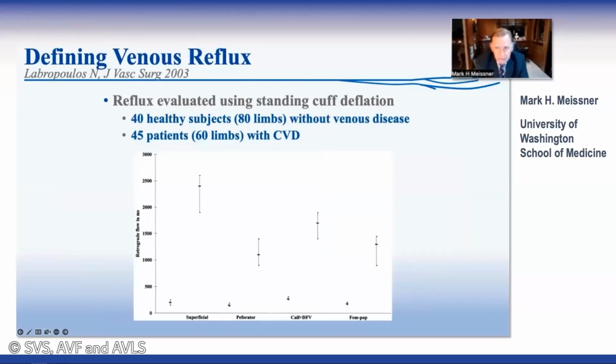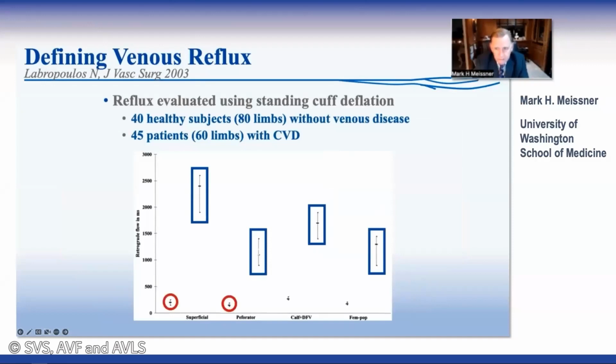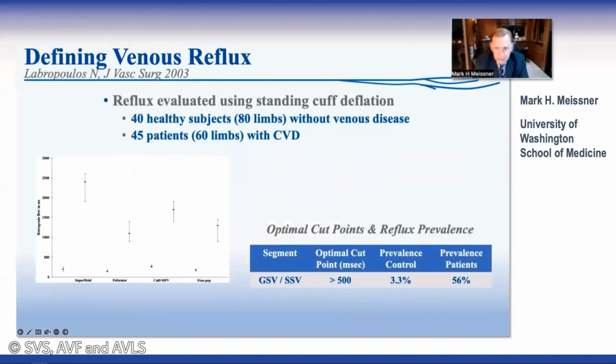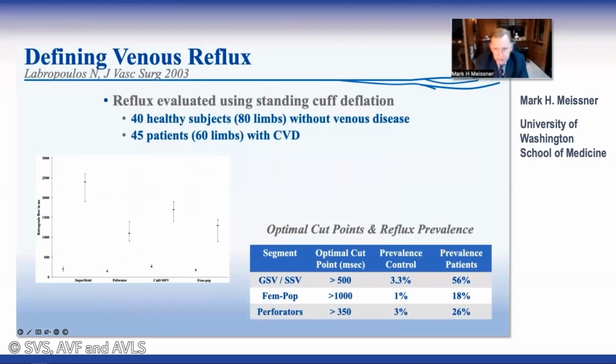Nikos Labropoulos similarly evaluated a larger group of both patients and controls using a standing cuff deflation method. For all segments examined, mean reflux times in the superficial, perforator and deep veins of patients were significantly longer than those of controls. Based upon this data, optimal reflux duration cut points for distinguishing patients from controls were 500 milliseconds for the superficial veins, greater than 1,000 milliseconds for the femoral and popliteal veins, and greater than 350 milliseconds for the perforating veins.